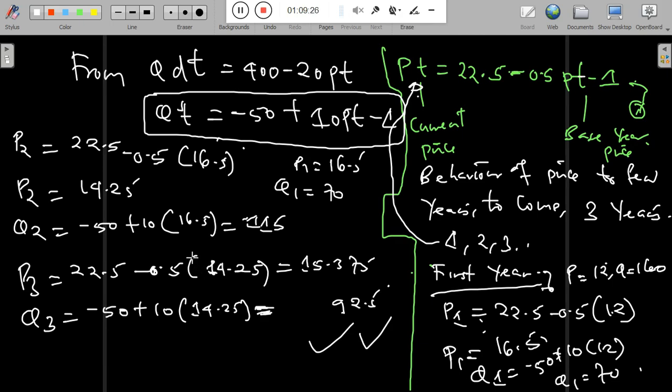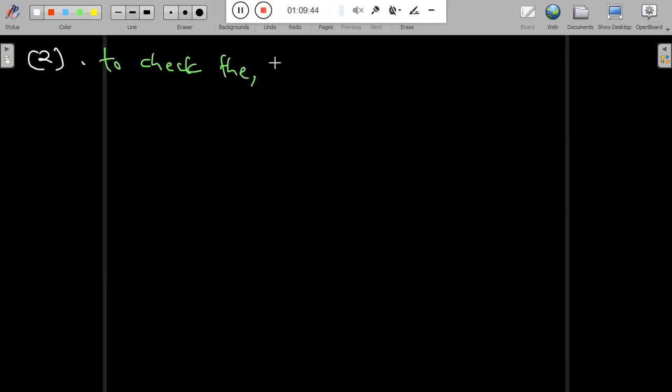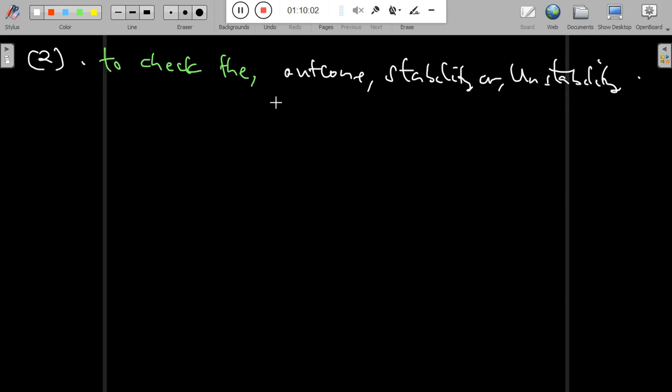And Q3 is where we take negative 50 plus 10, then times 14.25. So Q3 will be equal to 92.5.